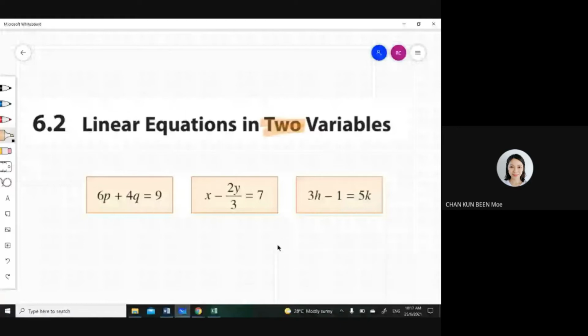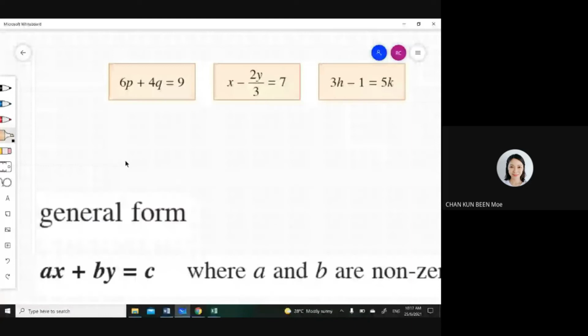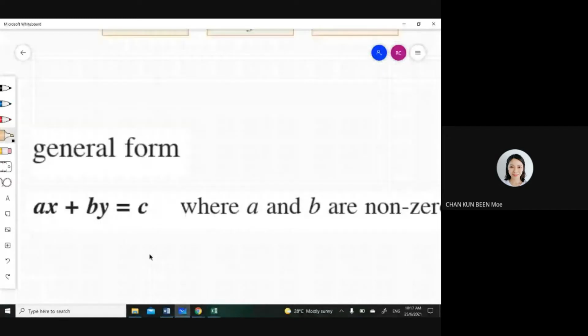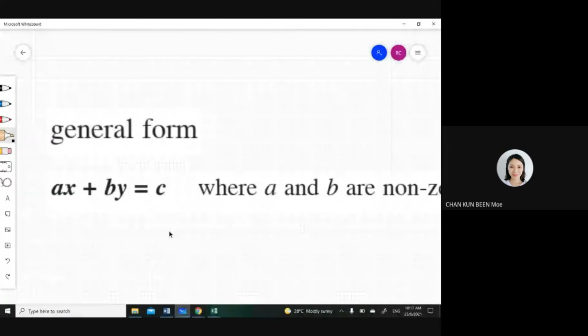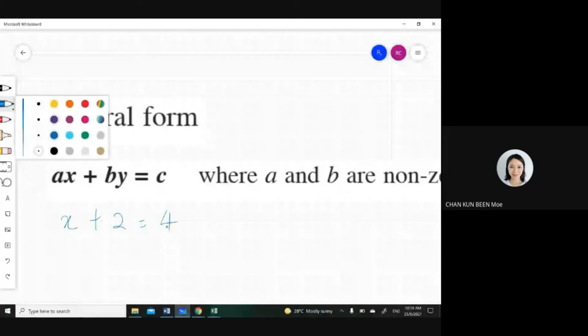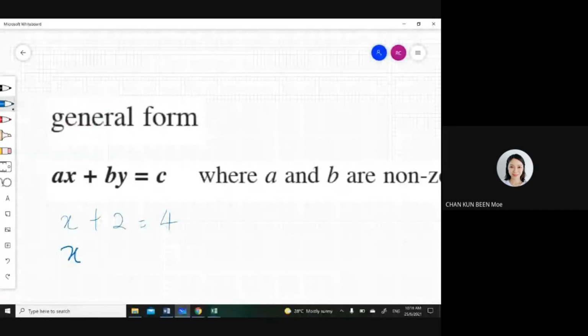So linear equation in 2 variables, you need to remember, we have to change it to the general form. This is the general form. General form is ax plus by equal to c. You don't have to worry because you have learned this earlier, whereby you learn x plus 2 equal to 4, something like that. That is linear equation in 1 variable. And then today you learn the second one, whereby it is x plus y equal to 5. So we have linear equation in two variable over here.